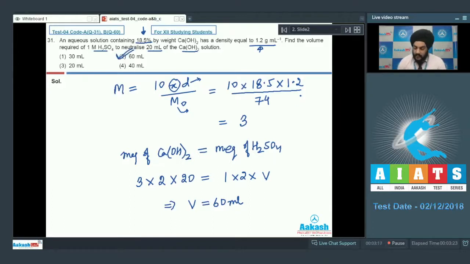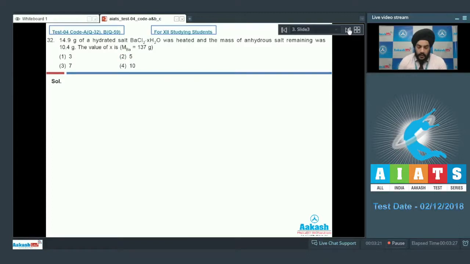Let us look at the next question. Question number 32. It says 14.9 grams of hydrated salt BaCl2.xH2O was heated and the mass of the anhydrous salt remaining was equal to 10.4 grams. So students, we have to find out the value of x. It is given to us that the molar mass of barium is 137 grams. So students, we can apply POAC on barium atoms in this question.